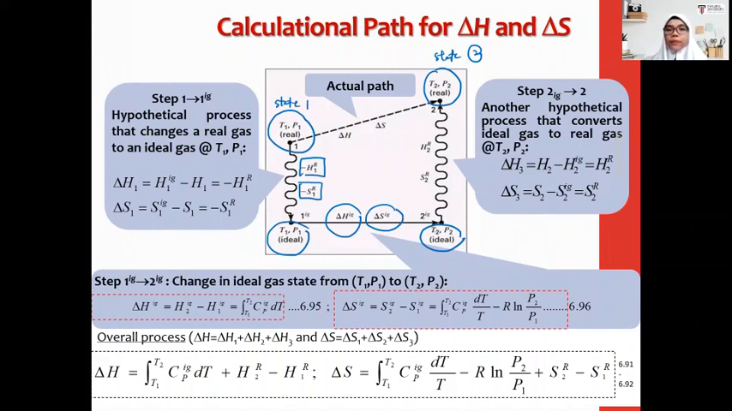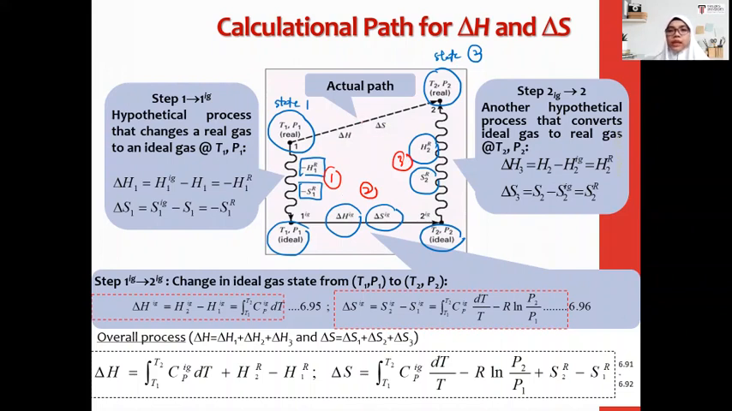And then after we obtain the ideal condition for the second state, we can move to the real in state 2 by determining the residual enthalpy and entropy. Okay, the difference between the first part and the third part. This is our first part, our second part, and this is our third part.